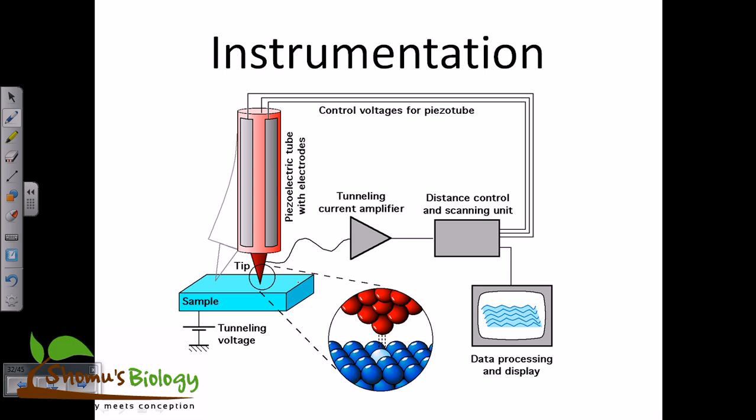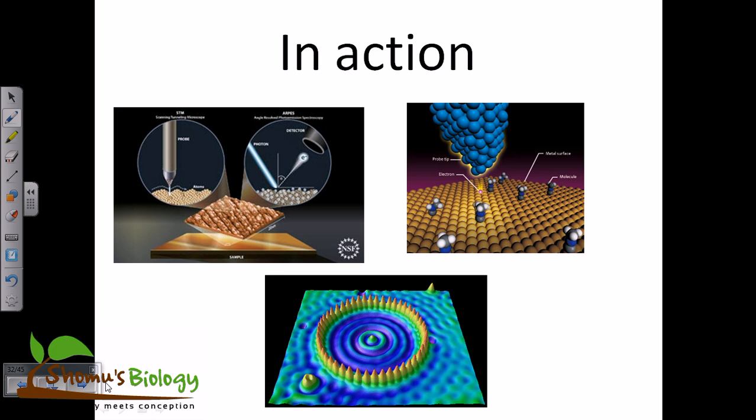For amplifying the signal coming out from the tip, we require this tunneling current amplifier, because it will amplify the current that is coming from the tunneling effect between the tip and the sample. And we have a control scanning unit which controls the scanning, how this tip will move from one place of the sample to another, and then finally we can record this data using a CPU or processing unit. Okay, and this is in action how the process works, as you can see from different angles. But the idea here is you can construct these kinds of beautiful images of the surface.